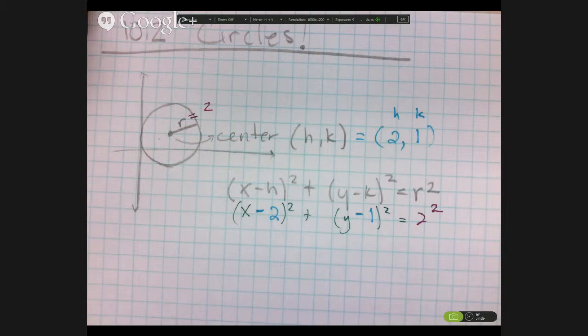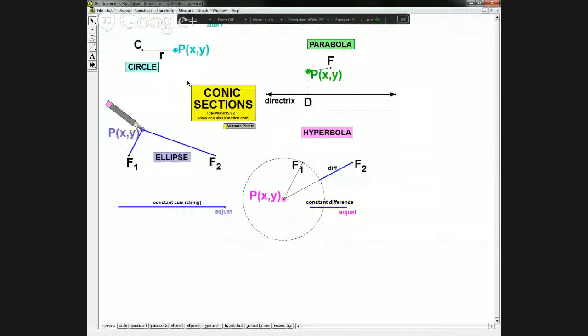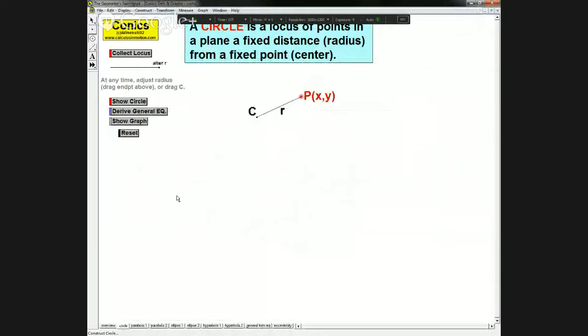Let me show you. Okay, so this is the same thing. It's just a little bit more graphical. So I can change the radius. I can make it bigger or smaller. And I can change the location of the center. Okay, so there's my circle.